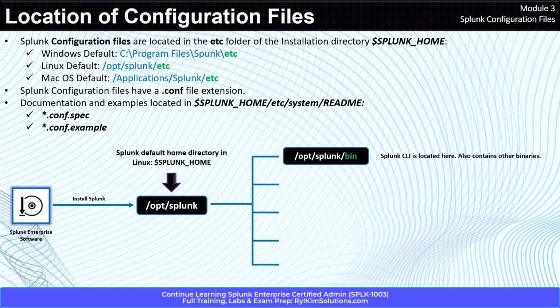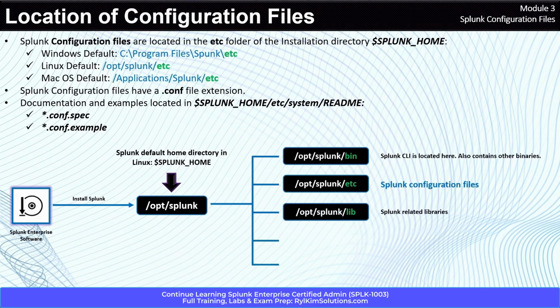So let's see some very important locations that you have within your installation directory of Splunk. If you go into your Splunk home, which is /opt/splunk in this case, /bin is where the Splunk CLI is located. It contains other binaries as well. So remember, this is from where we are running those CLI commands. Then the next one, which is the one that interests us, is /opt/splunk/etc, which is where you are going to find your configuration files when Splunk is installed on Linux.